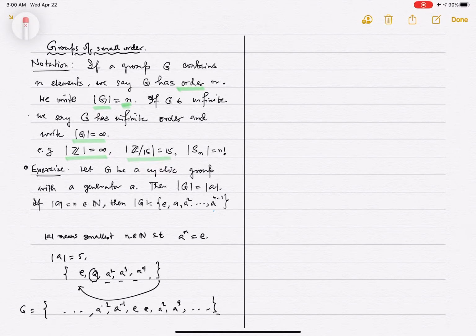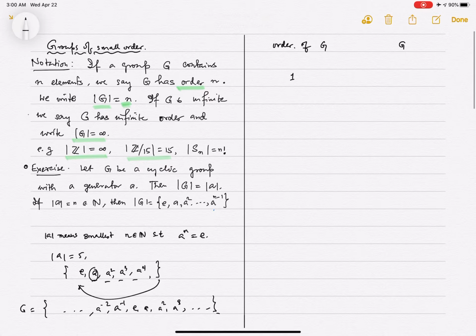So groups of order |G|. Order 1. Well, there is only one group, of course, just the identity. It's the trivial group. Order 2, you know one group of order 2, Z mod 2.